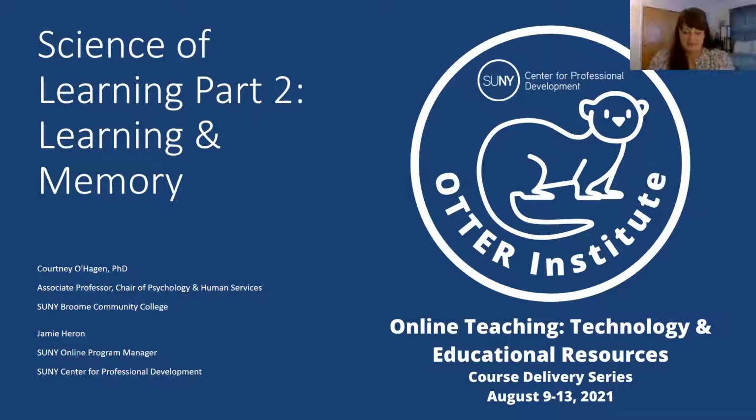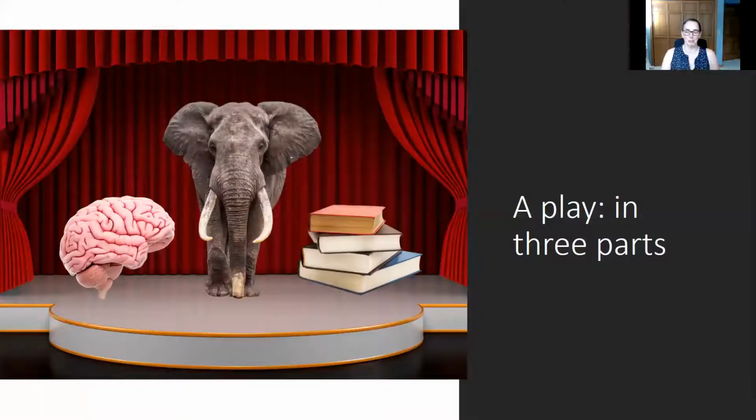So just to remind you all, this is a play in 3 parts, and you don't necessarily have to attend all 3 parts to get something out of it. But yesterday we talked about the brain and kind of the molecular and structural parts of learning and memory. And today we're going to talk more about this middle section here with the elephant, and elephants typically get associated with great memories because they really do have great memories.